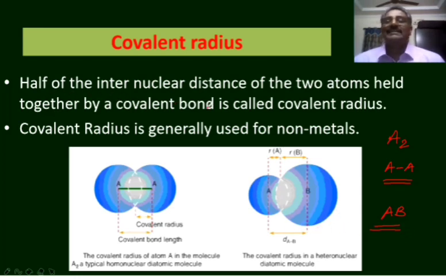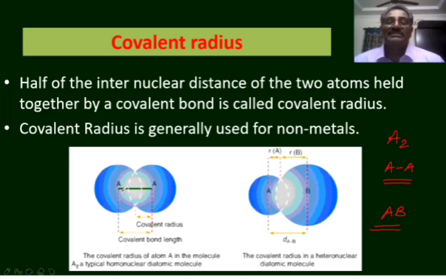The covalent radius is defined for a homonuclear diatomic molecule like this. It is defined as half of the internuclear distance of two atoms held together by a covalent bond. Half of the internuclear distance of two atoms held together by a covalent bond is called the covalent radius. This is a homonuclear diatomic molecule.